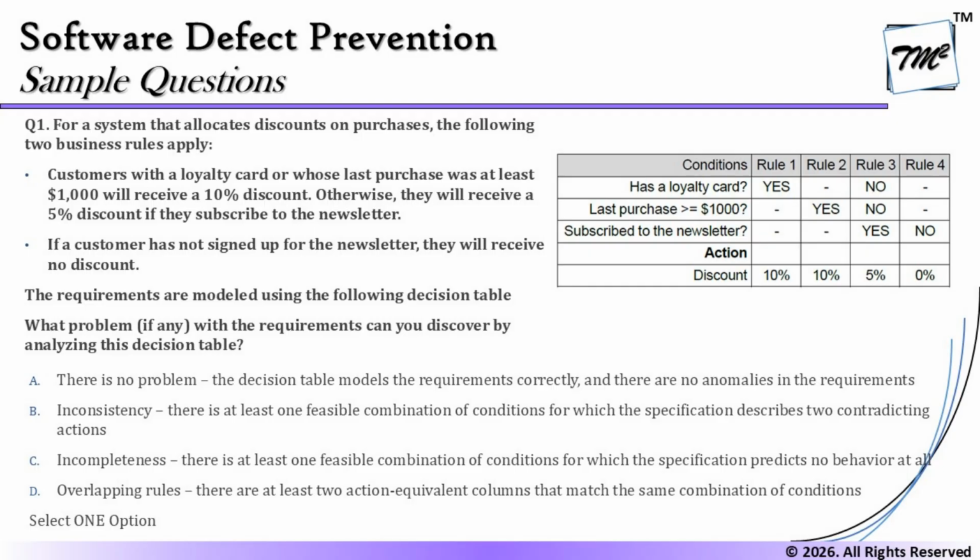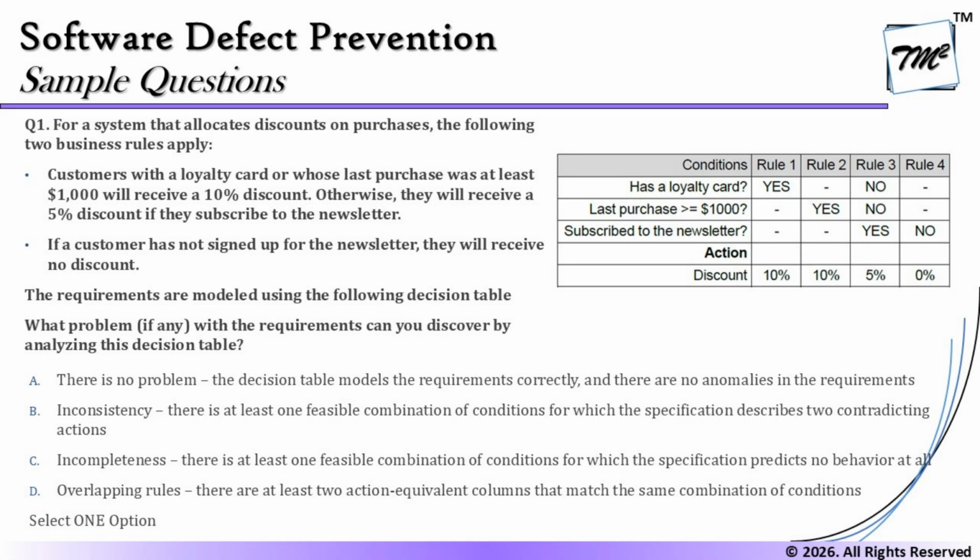Looking at the options, the first says there is no problem: the decision table models the requirements correctly and there are no anomalies in the requirements. Let's keep it on the safer side for now, just because we see a statement in the final question, that is, if any. That means it is possible there are no problems as well. And again, this is not a matter of pure guess. It is just about evaluating the situation.